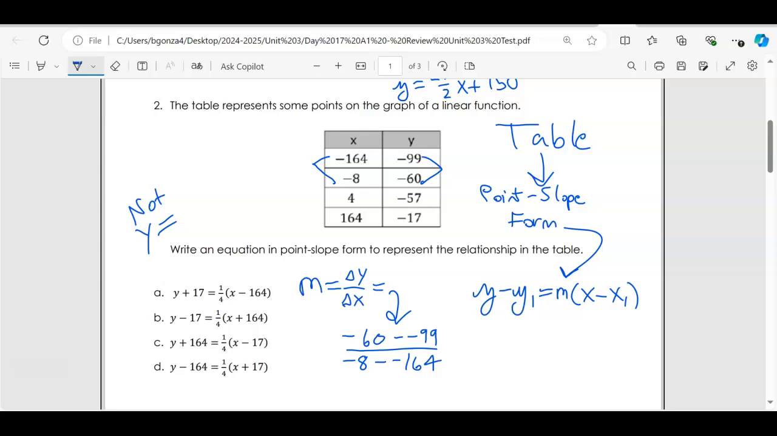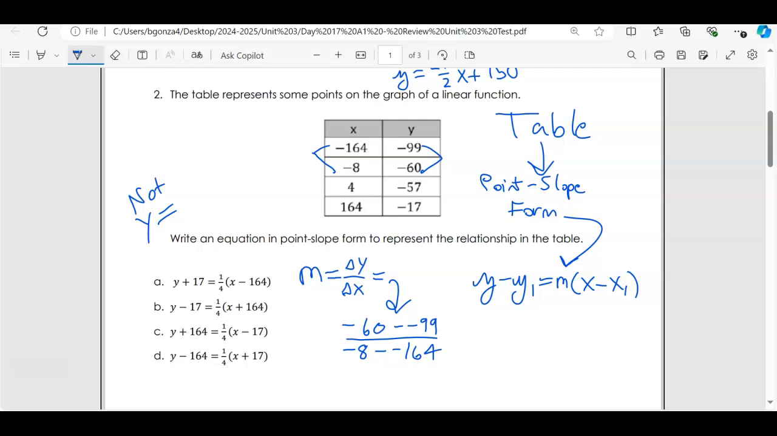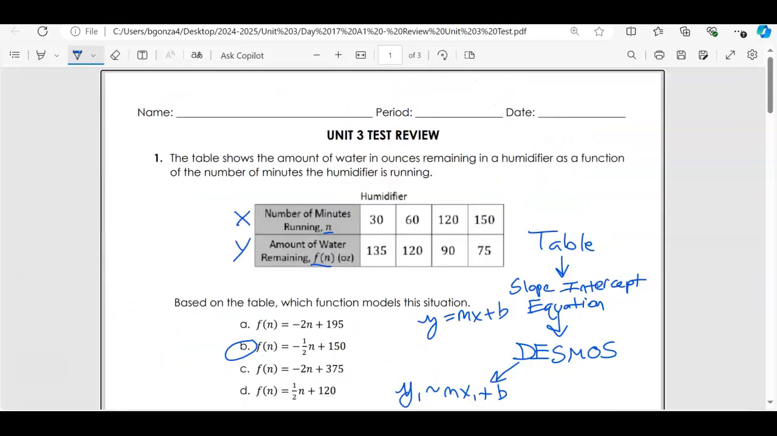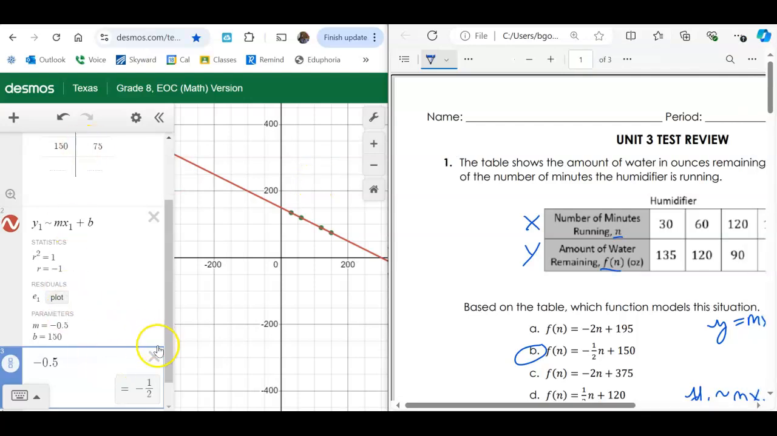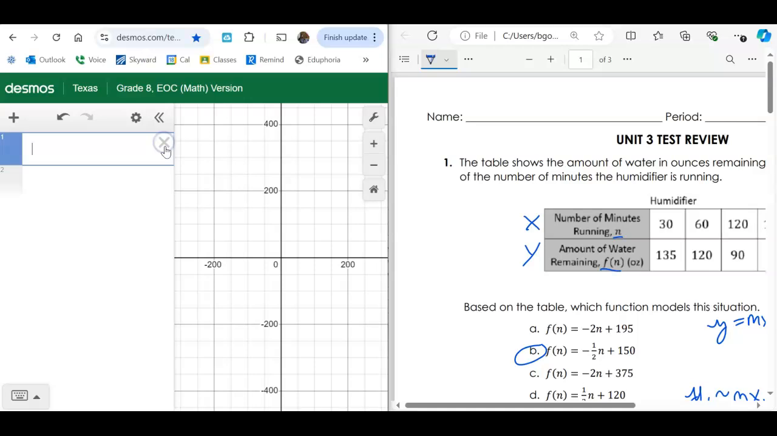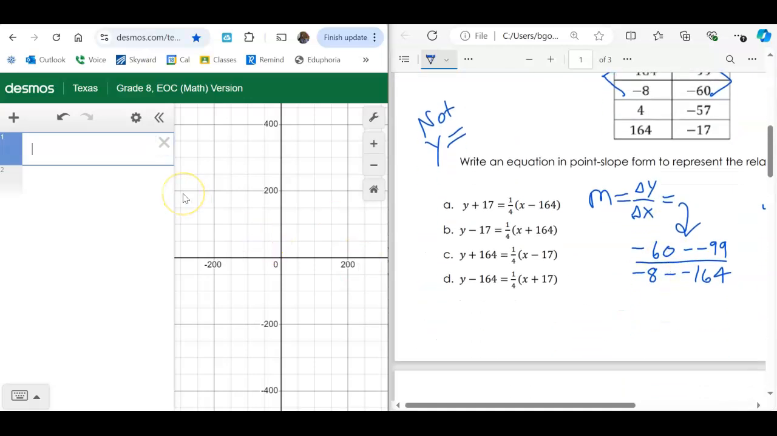I can type it in one step into decimals. So I'm going to get rid of all the stuff I had here before. So let's hit divide first. Negative 60 minus negative 99, then I go down, I'm going to do negative 8 minus negative 164. I get 0.25, click the fraction circle, and it's 1/4. So my m is 1/4.